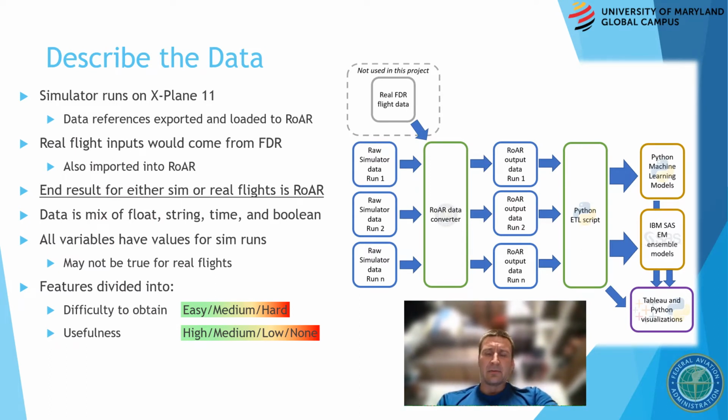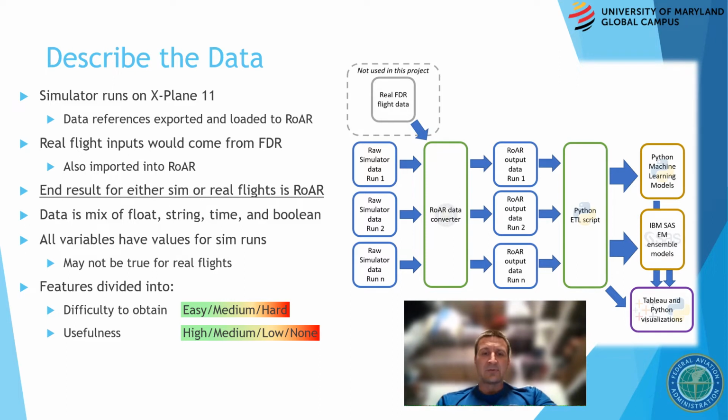All right, so a little bit more detail on this. The simulator itself is going to run on X-Plane 11. They have what's called data reference exports. So pulling from the simulator live, and that database is then loaded into the ROR, and that is what we're getting on the CSV files to input into our scripts there.